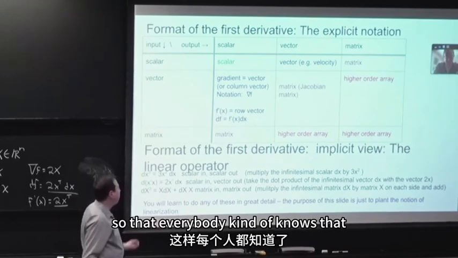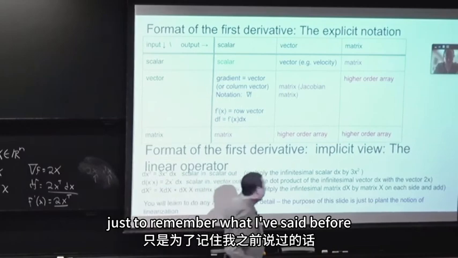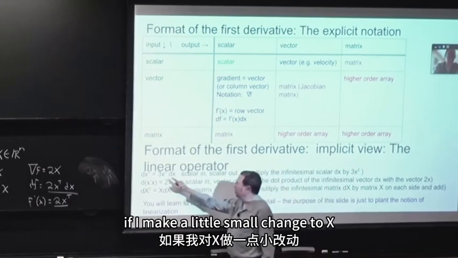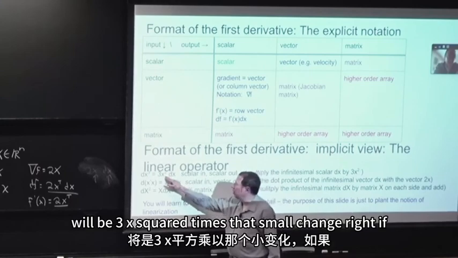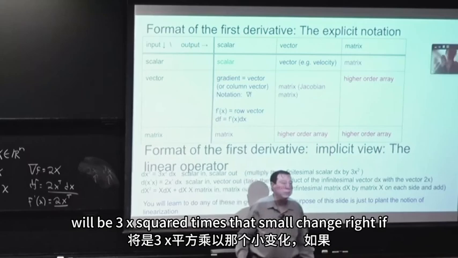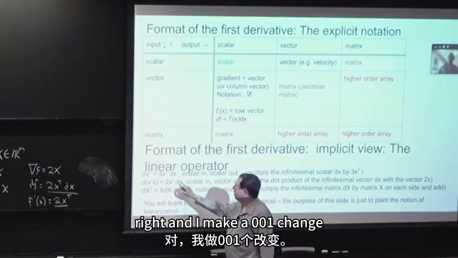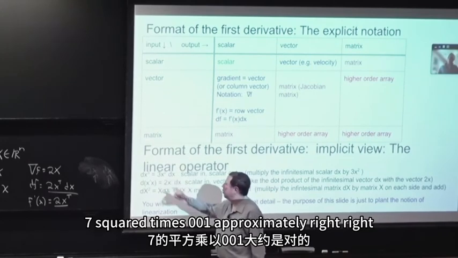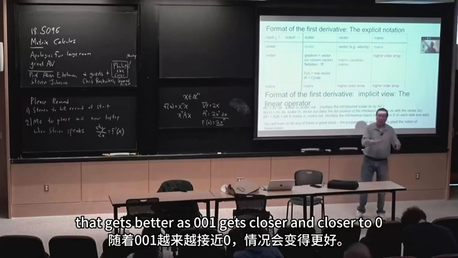So everybody kind of knows that. And just to encourage you, just to remember what I've said before, I want you to think of this as if I make a little small change to x, my change to my function will be 3x squared times that small change, right? If I'm at x equals 7 and I make a 0.01 change, then the result is going to be 3 times 7 squared times 0.01, approximately. And of course that gets better as 0.01 gets closer and closer to 0.